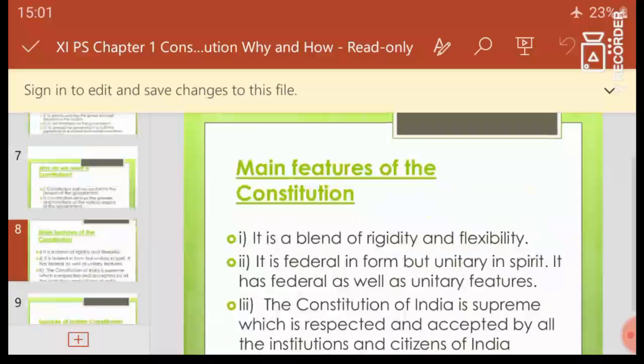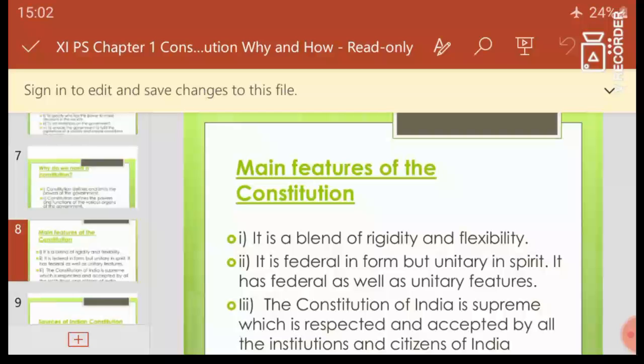Now let us see the features of Indian Constitution. This is very important. So we are going to learn some of the major features of Indian Constitution. First and foremost feature, which is very important in Indian context, that is that it is a blend of rigidity and flexibility. Children, I want to explain it in a very elaborate way.